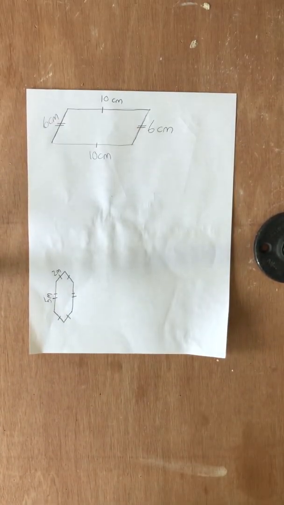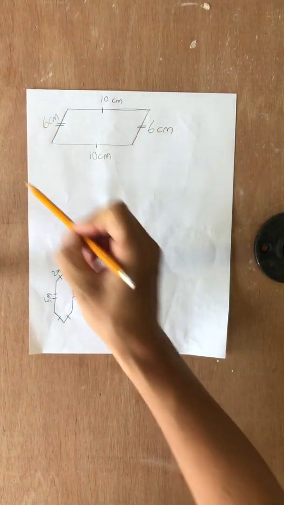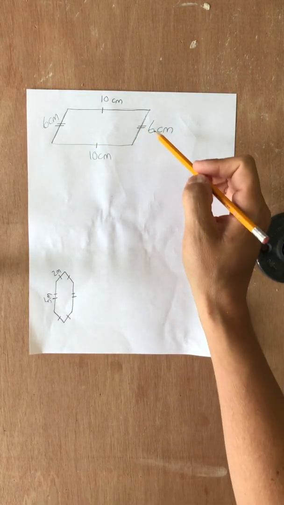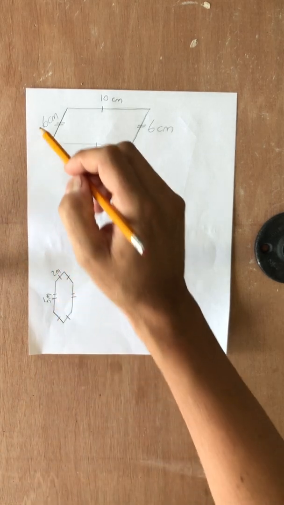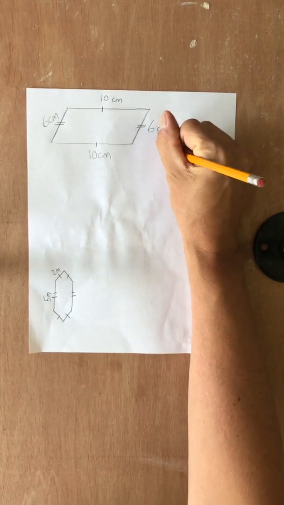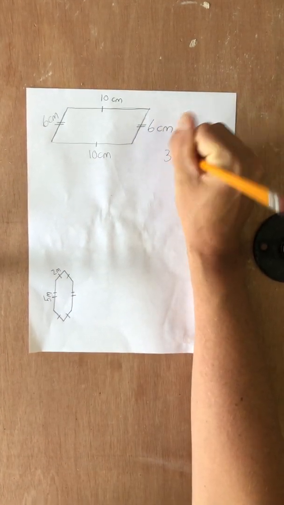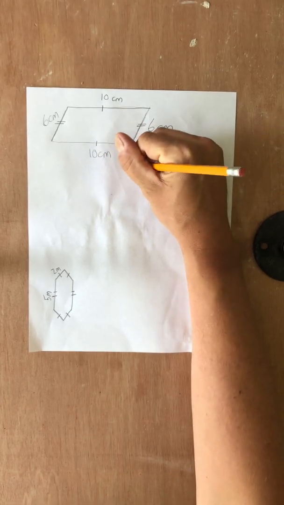Once you've done that, it's really easy to find the perimeter. You just add up the distance around the outside. So 6 plus 10 is 16. 16 plus 6 is 22. 22 plus 10 is 32 centimeters. That's the perimeter.